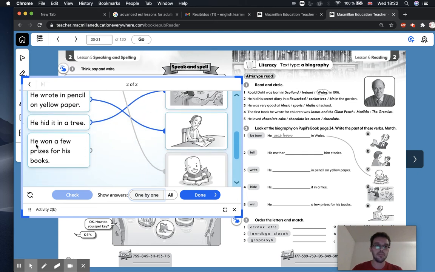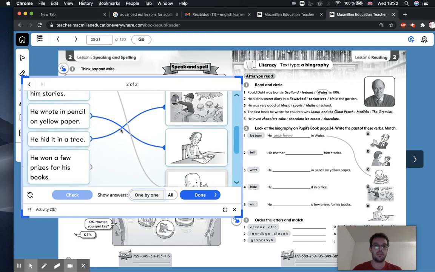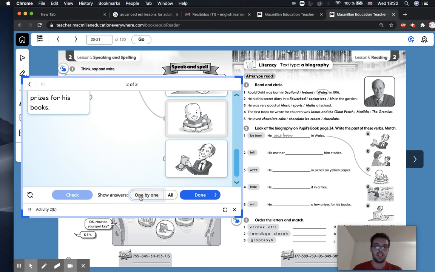And he won a few prizes for his books. Ganar premios. He won a few prizes. That is this picture. This is a prize, okay? Which is up here. So we draw the line up to this picture here, okay?